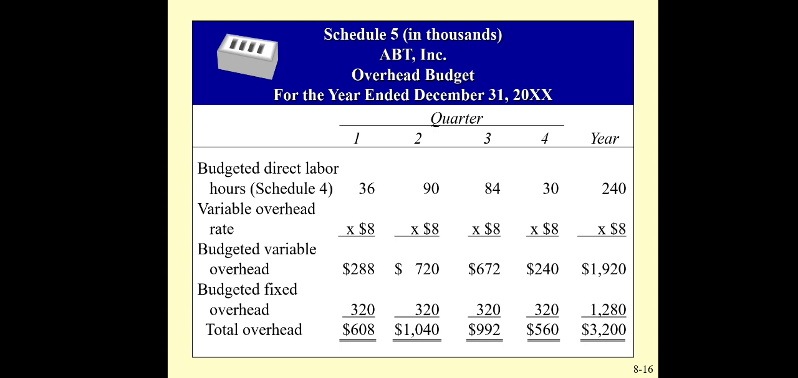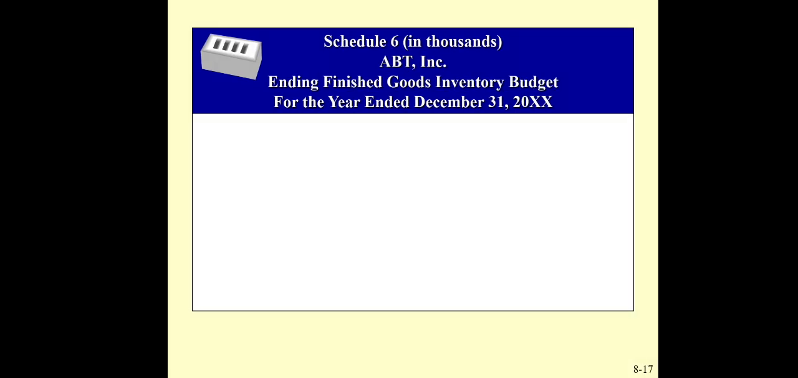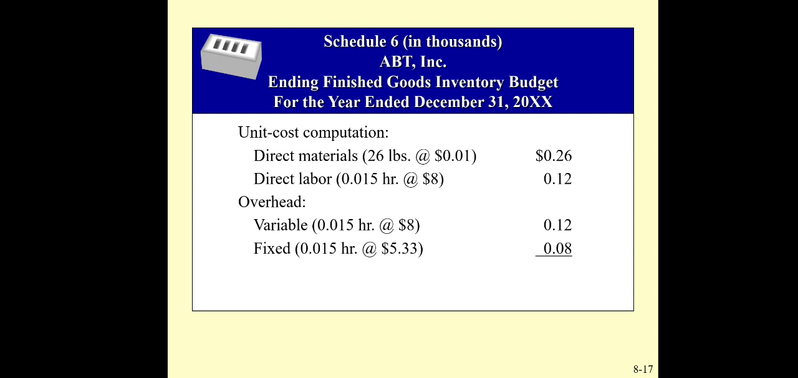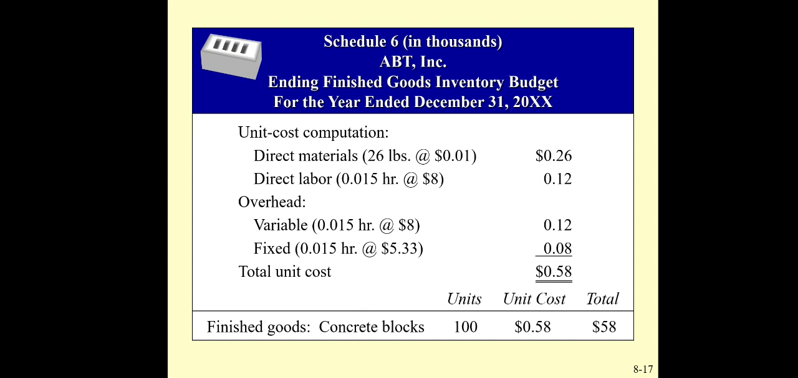Now, the next step in the preparation of a master budget is preparing the ending finished goods inventory budget. After a business has prepared the overhead budget, the business has to prepare the ending finished goods inventory budget. So this is the format.